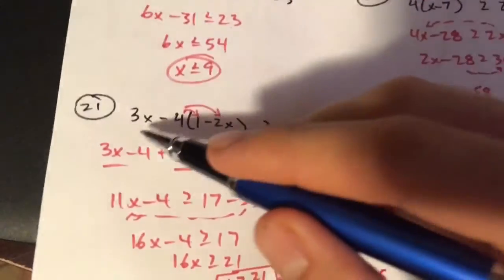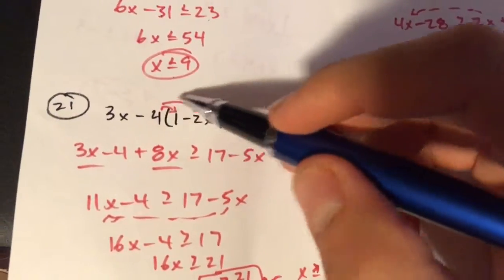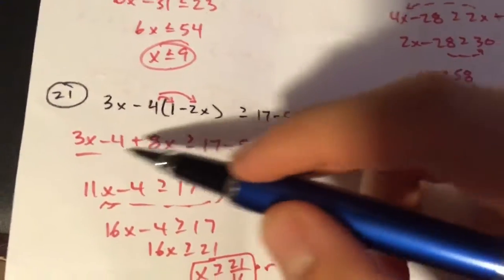Make sure to distribute, guys. 3x minus 4 is not a negative 1. It's not 1. It's not a negative 1x. Do this distribution first. Negative 4 plus 8x. Combine like terms.